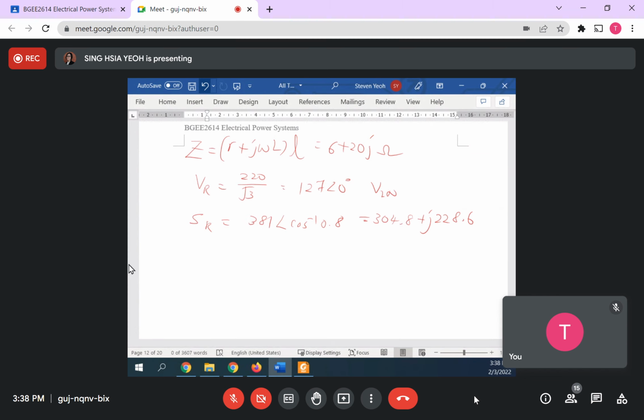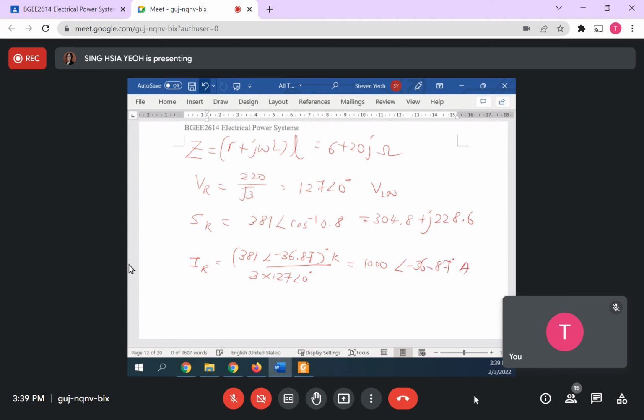Then current IR will be equal to 381 angle negative 0.7 degree, negative here because of the conjugate, over 3 times 127 angle 0 degree. So it equals 1000 angle negative 36.7 degree.